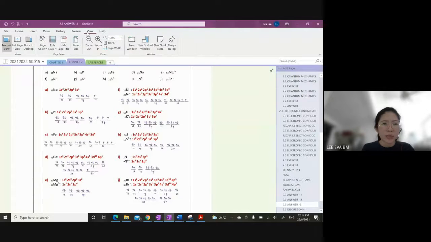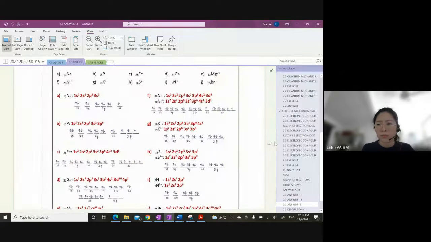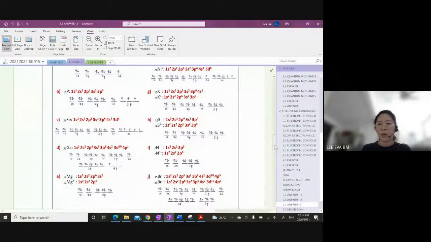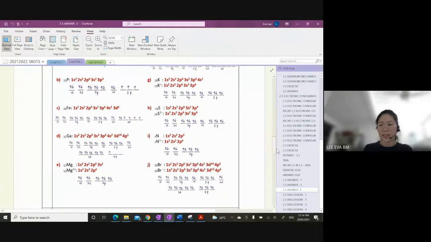Can you see my screen now? Is it too small? Ataupun awak boleh access nanti untuk cek semula. Okay, for the ions, for electronic configurations of ions, you will need to write down the electronic configuration for the neutral atom and then followed by the ion. But the orbital diagram only follows the ion. So here, you can check your answer. Any question you can let madam know after this.